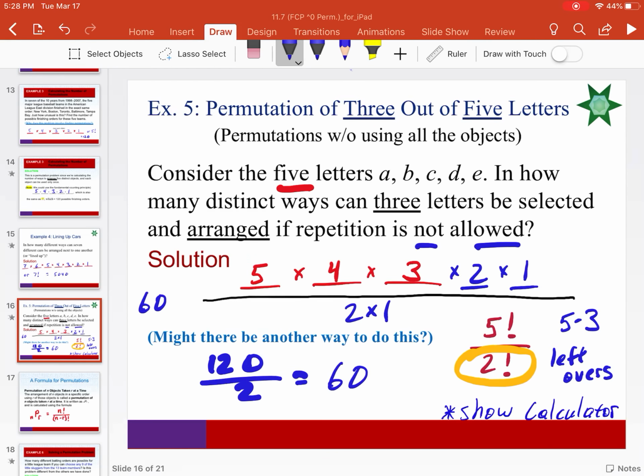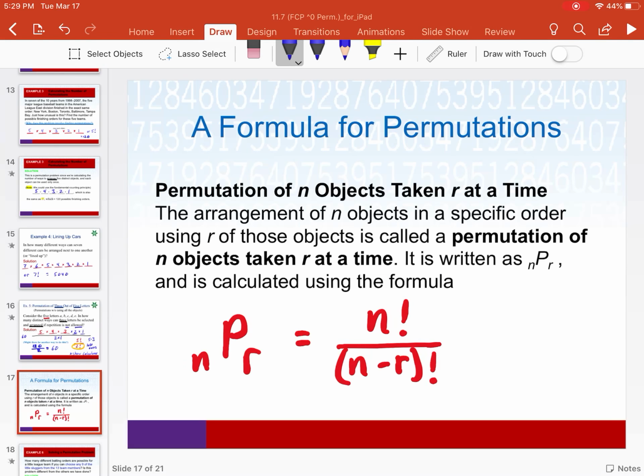Now what this 60 actually represents, if you think about it, would be like the letters A, B, and D, or C, B, and A. They're three letter arrangements. Okay, ABC and CBA would be 2 different arrangements, right? Or permutations. So there's 60 different 3-letter arrangements that I get from 5 letters. That's what the 60 means. 60 different arrangements of 3 letters picking from 5.